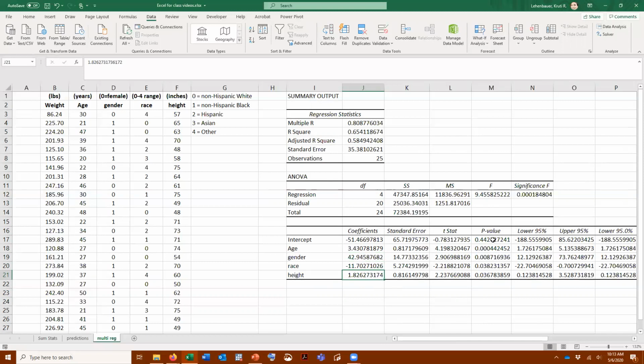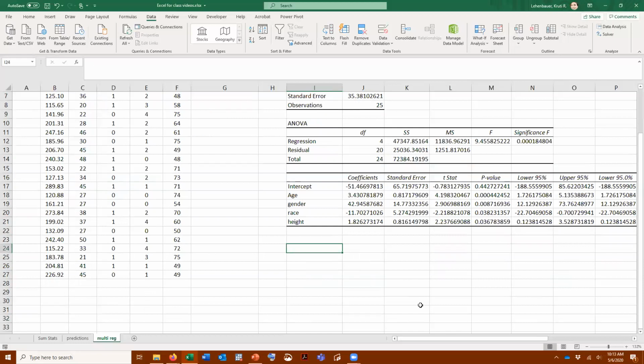We can see that the intercept is not significant because it's not less than 0.05, but all the other slopes are significant. And here's the R squared, 65.41%. So 65.41% of the variation in weight can be explained by the age, gender, race, and height of the individual, based on this regression analysis, of course.